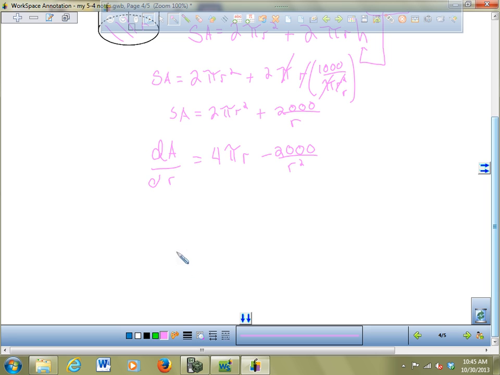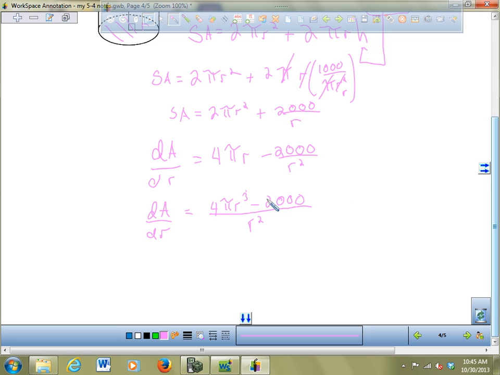And then, probably the best way to do this, you want to see where this is equal to 0. What I would do is find a common denominator. So dS/dr is equal to, I'm going to multiply this by r squared over r squared. 4 pi r squared minus 2,000, the whole thing, over r squared. Okay? That should be pi r cubed. Where is r cubed, you're right. 4 pi r cubed.